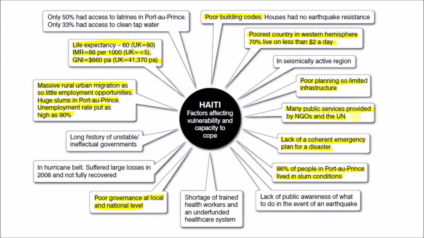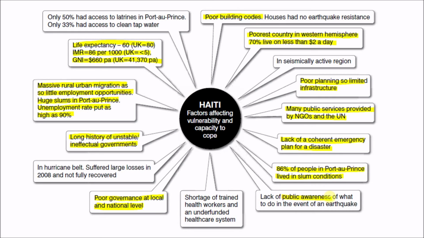So the UN was already quite heavily involved in peacekeeping operations in Haiti. That was partly driven by the fact that they have a very long history of unstable and ineffectual governments. Lots of coups whereby the military had overthrown the president, lots of political instability. And that, again, is what's driving this poor governance, which is driving the poverty and the rapid urbanisation and the lack of planning. People also were not that aware of what they should do.